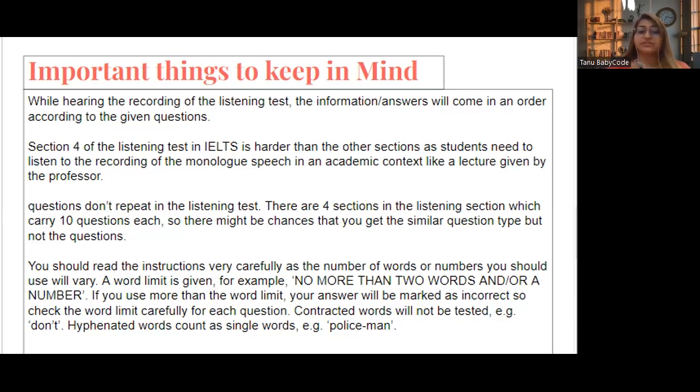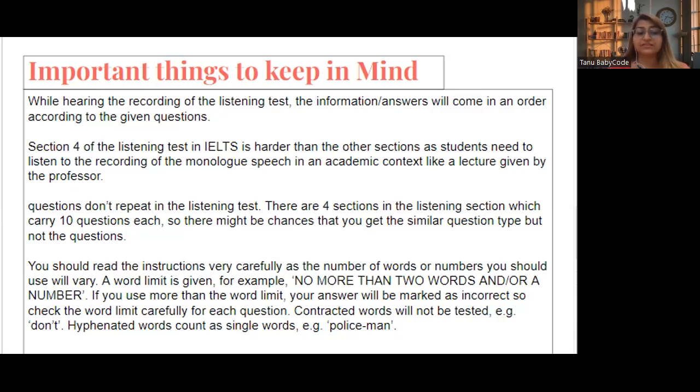Next important thing is that section 4 of the listening test is harder than other sections because here you are going to hear the recording of a monologue speech about an academic context. That means a university professor giving a lecture. Next important thing is that questions do not repeat in the listening test. There are 4 sections and every section contains 10 questions. So there may be chances that you get similar types of question, but not the same questions. You may have sentence completion or short answer repeatedly, but not the same question.